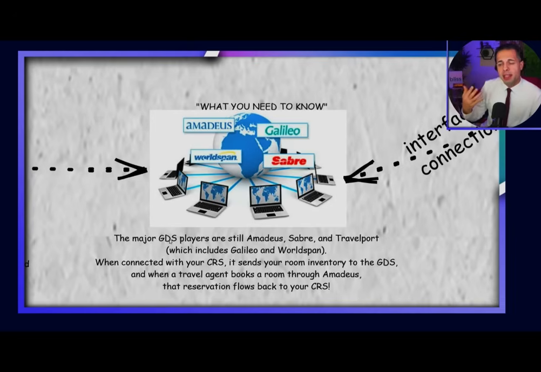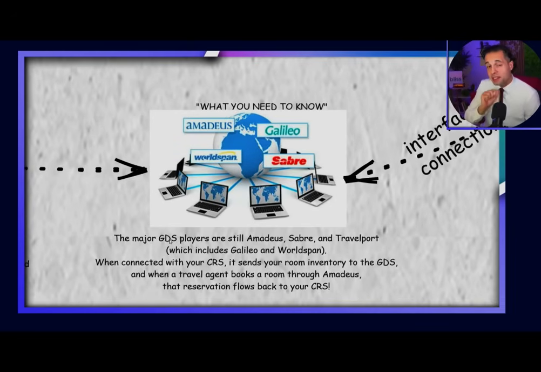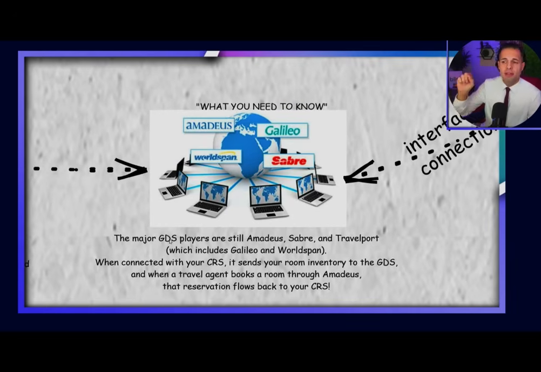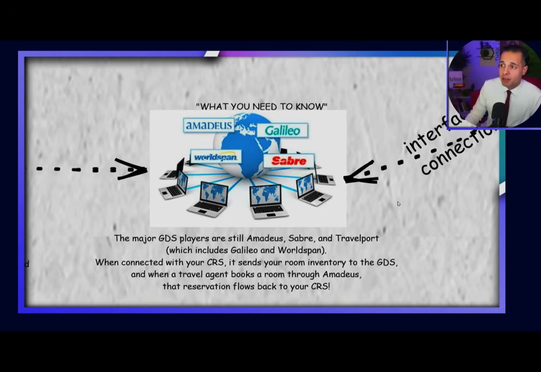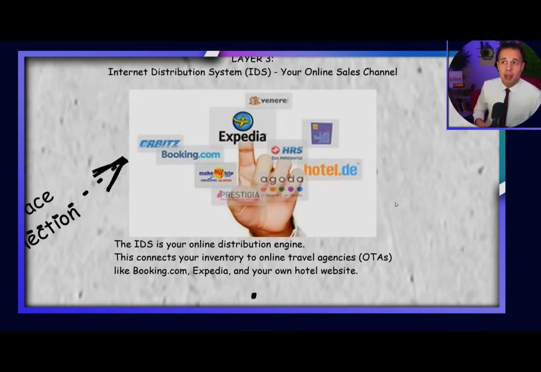When they are connected to your CRS, it sends your room inventory to the GDS, and when a travel agent books a room through Amadeus, that reservation flows back to the reservation system. So this process, this channel of interface, is so powerful that it can even connect to your third layer, which is the internet distribution system.